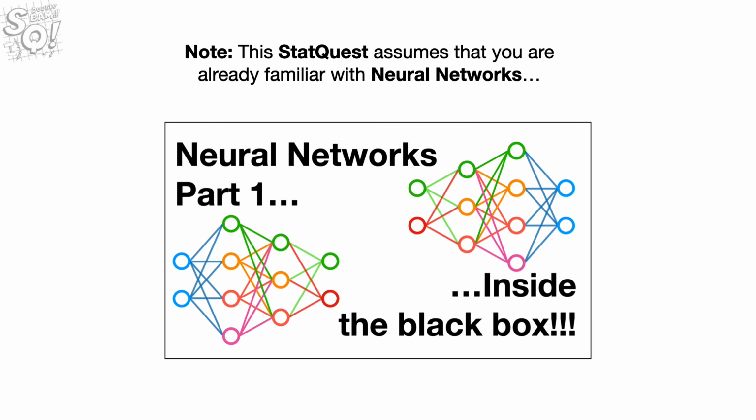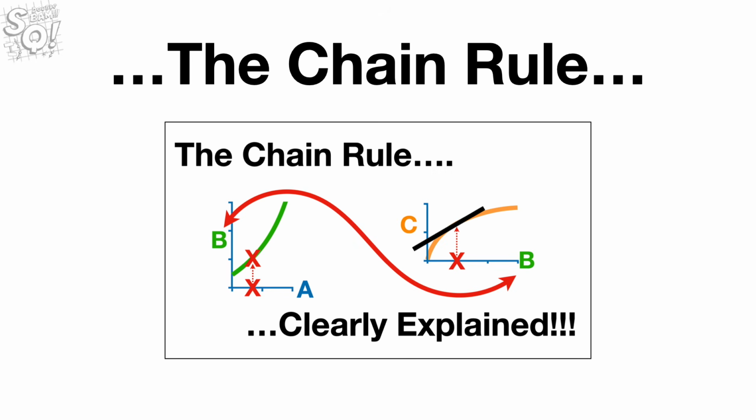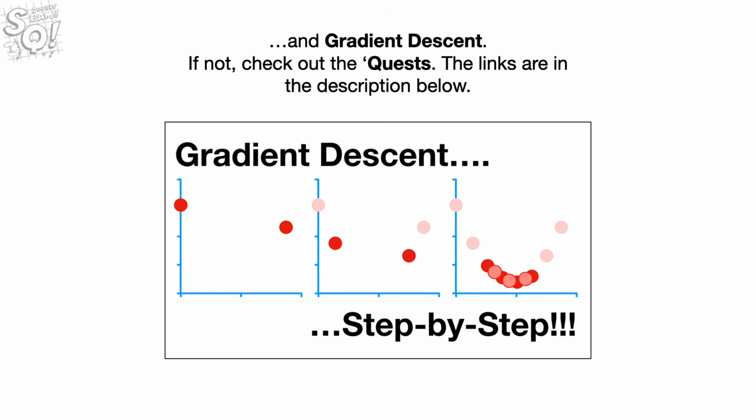Note, this StatQuest assumes that you are already familiar with neural networks, the chain rule, and gradient descent. If not, check out the quests. The links are in the description below.